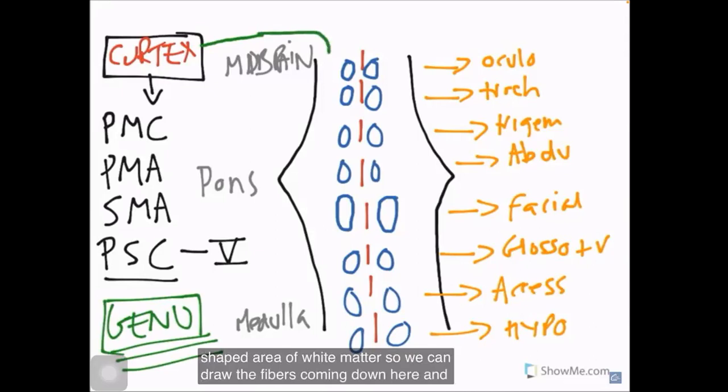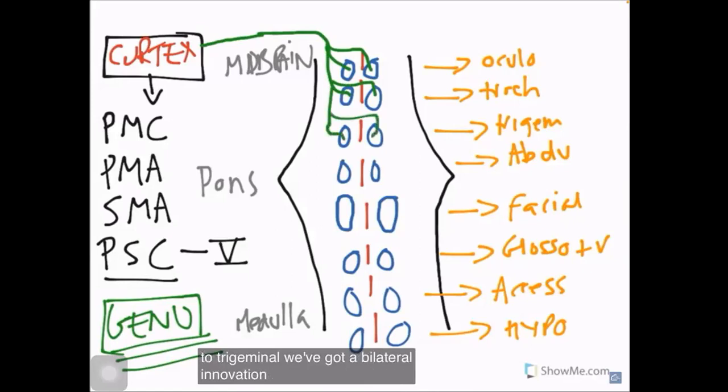So we can draw the fibres coming down here, and the fibres are going to bilaterally innervate most of these nuclei. So off to oculomotor and over to the trochlear nerve. This is a kind of biological insurance for each of the cranial nerves in case we get lesions. So as we come down to trigeminal, we've got a bilateral innervation there as well.